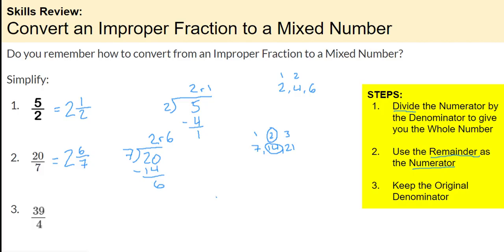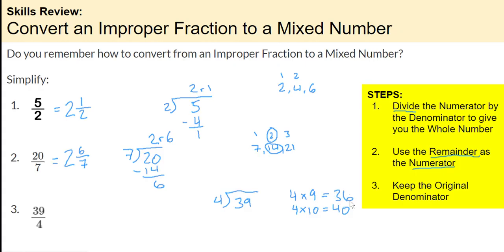Okay, 39 divided by 4. We need to know our 4 times tables. How many times can 4 go into 39? Or what's 39 divided by 4? Okay, I'm going to do this one differently. I know 4 times 10 equals 40. Okay, 40 is too big, so it has to be 4 times 9. 4 times 9 is 36.